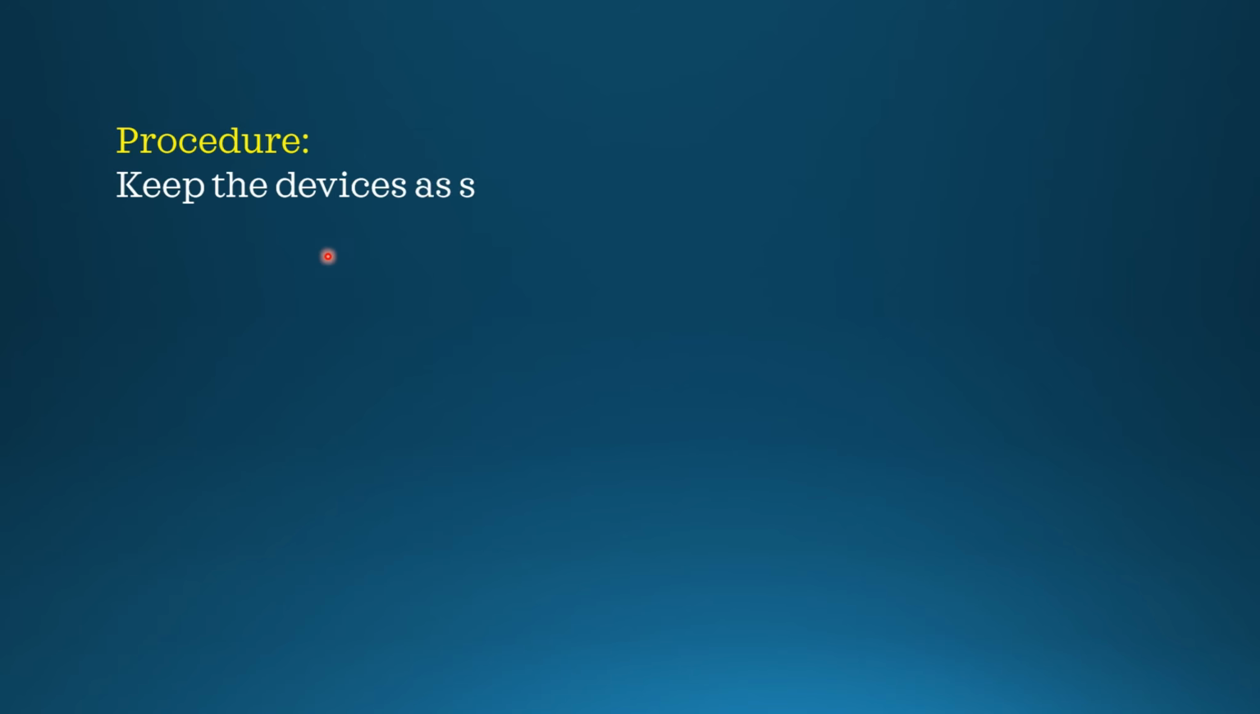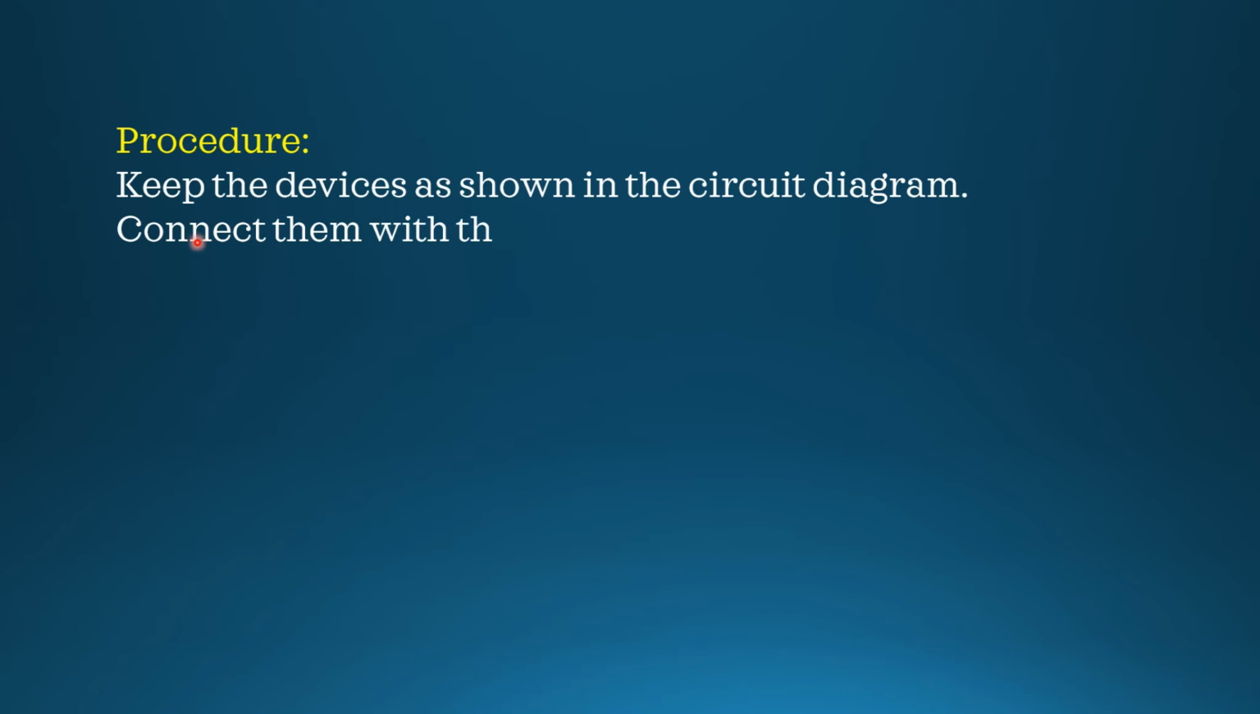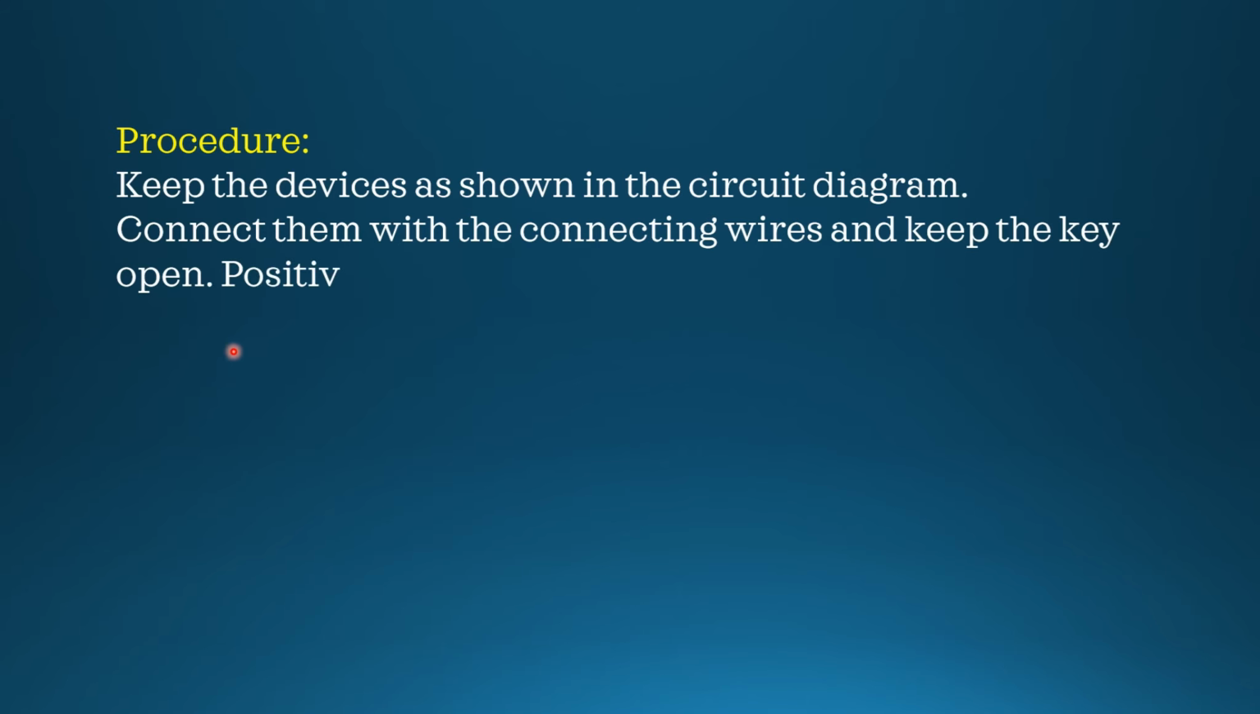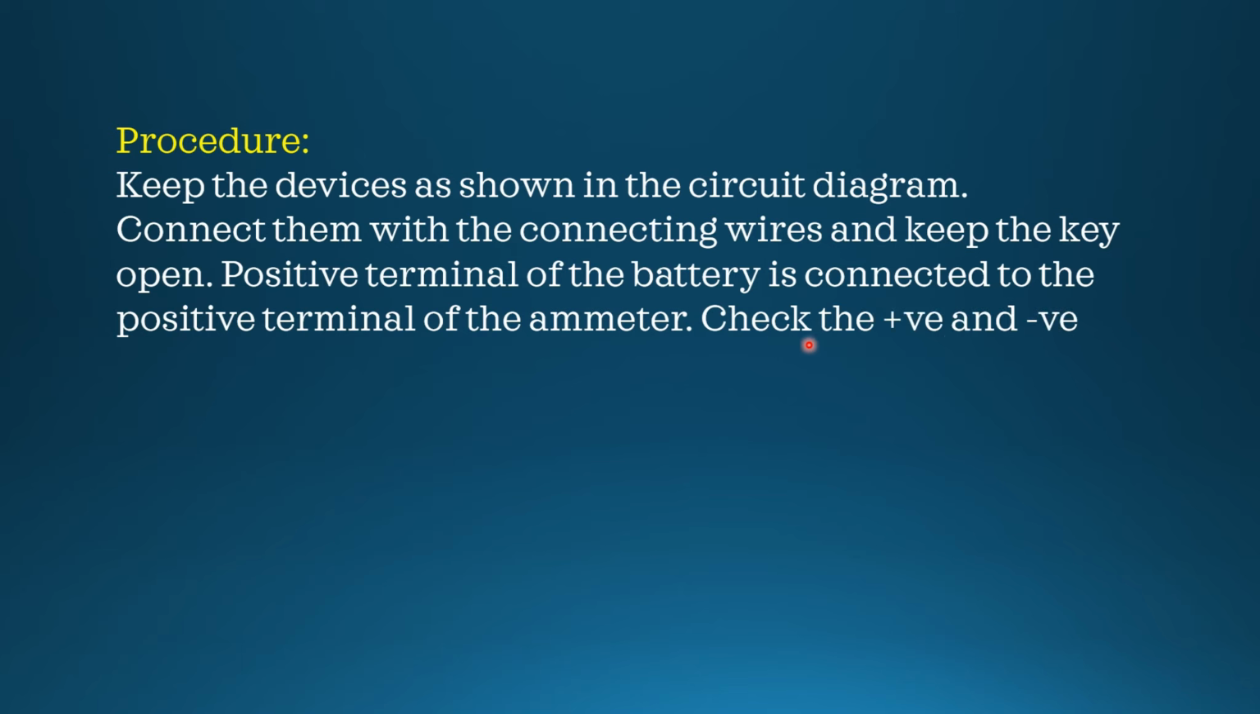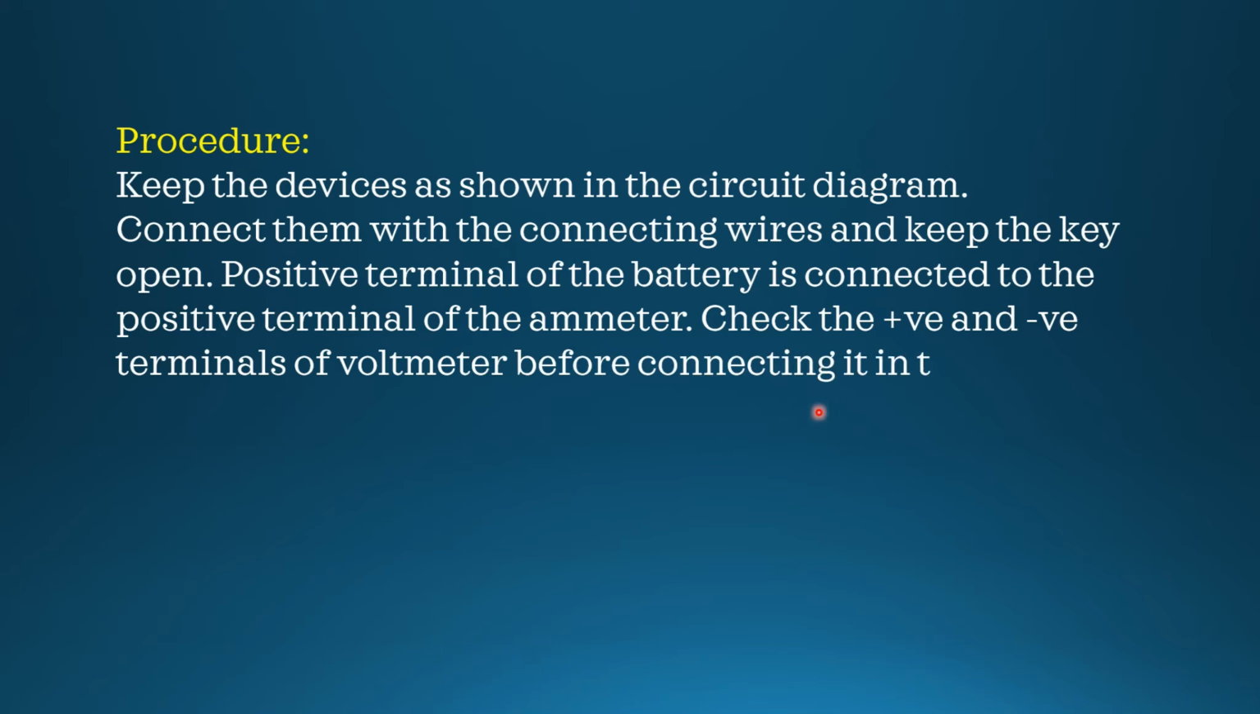Procedure. Keep the devices as shown in the circuit diagram. Connect them with the connecting wires and keep the key open. The positive terminal of the battery is connected to the positive terminal of the ammeter. Check the positive and negative terminals of the voltmeter before connecting it in the circuit.